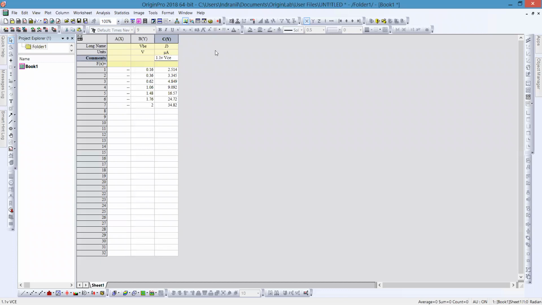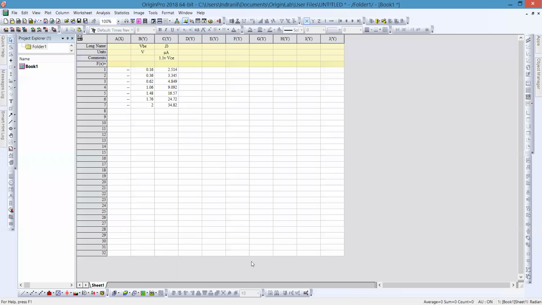Okay, so that should be the comment. Then also we will have a different set of data, and now we can directly plot it.